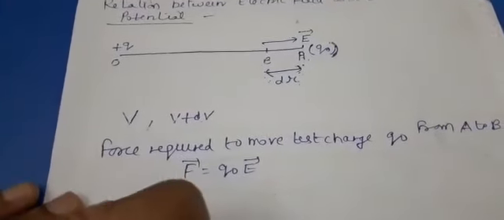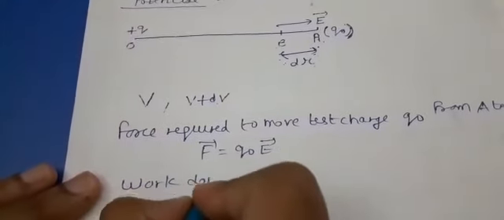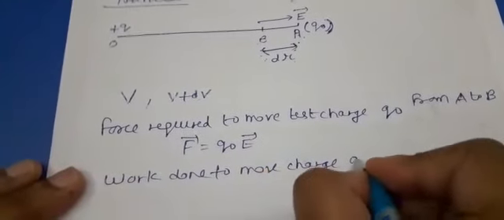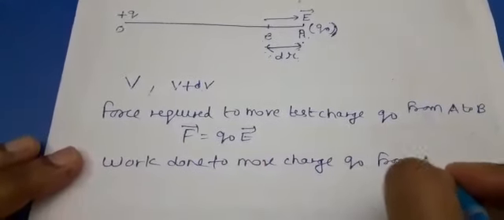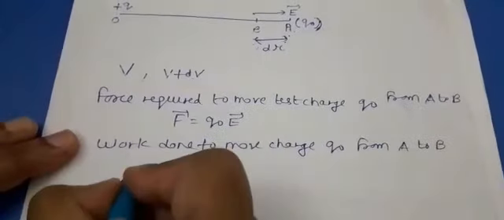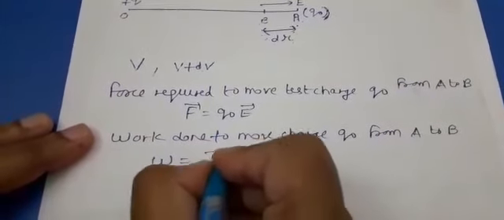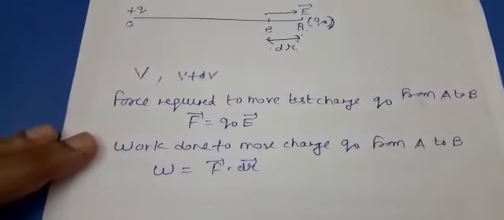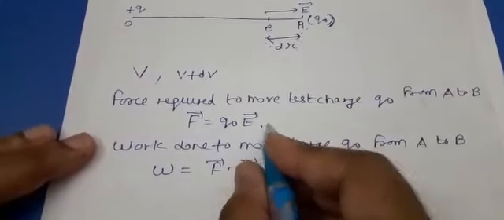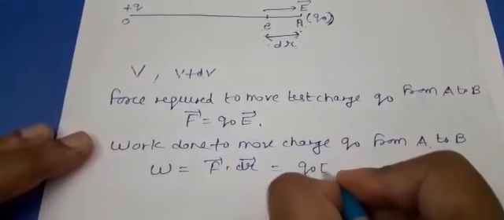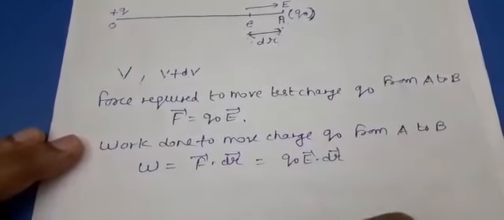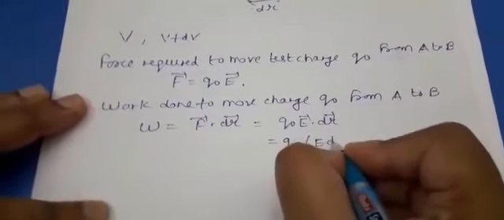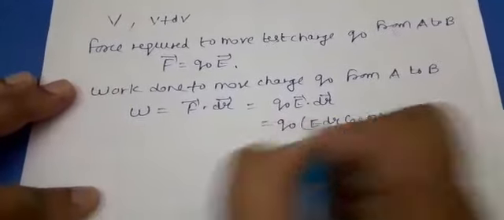Now, the work done to move charge Q0 from point A to B will be taken as F dot dr, force into displacement. Substitute the value of force from this equation: Q0 E dot dr. Expand this dot product: Q0 E dr cos theta.